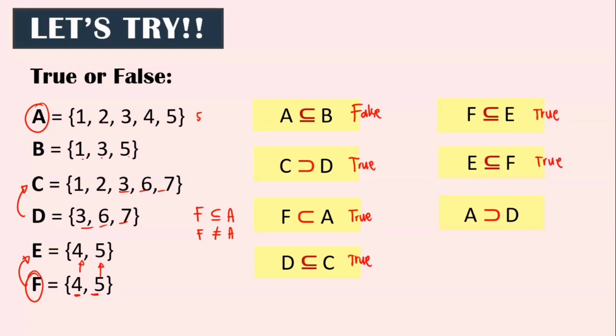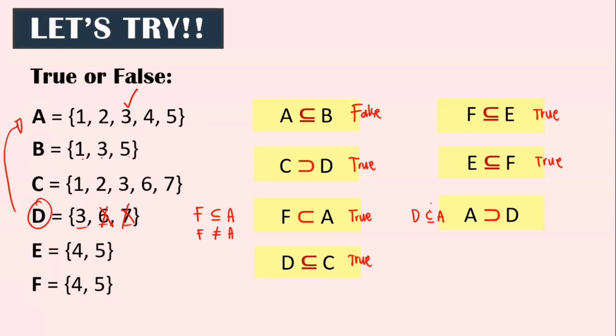Next. Si A daw po ba ay superset ni D? Tingnan muna natin kung ang D ay subset ng A, para masabi natin na ang A is superset ni D. So, tingnan natin si D. May 3, 6, 7 po ba sa A? Tingnan natin. Merong 3 pero walang 6 and 7. Therefore, si D ay hindi subset, not a subset of A. Therefore, A is not the superset of D.